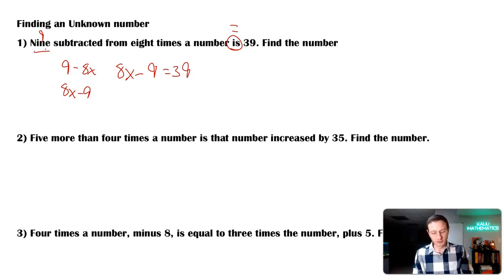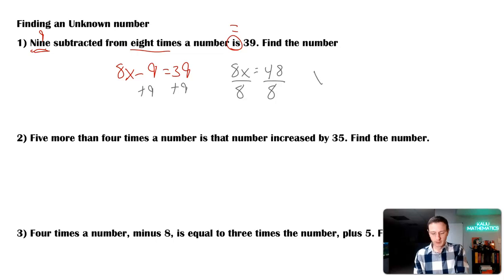So then we have to actually solve the equation that we just set up. I have 9 being subtracted from 8 times a number. I am taking 9 away from 8 times some number, the number we don't know, so I'm just going to call that x. The word is means equal. Find the number. Now this is just an equation, so we're going to add 9 to both sides. 8x equals 39 plus 9 is 48. Divide by 8, and x equals 6.